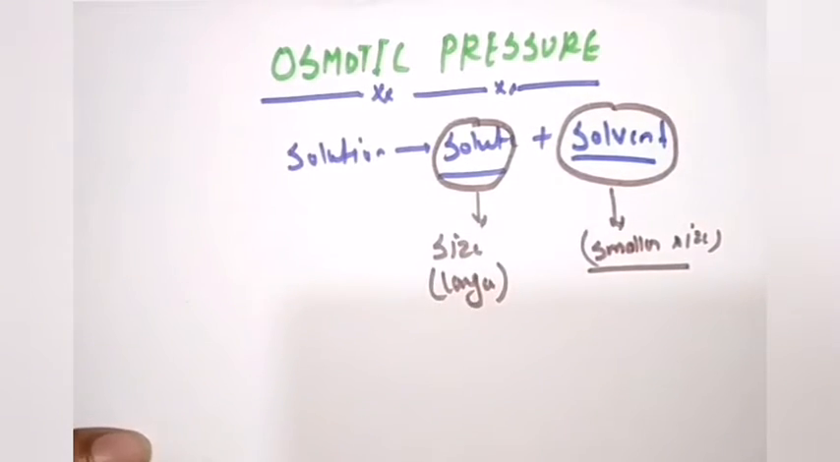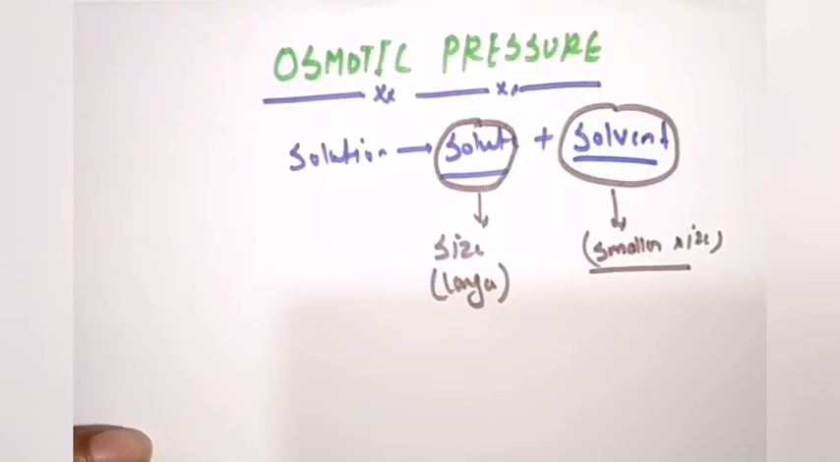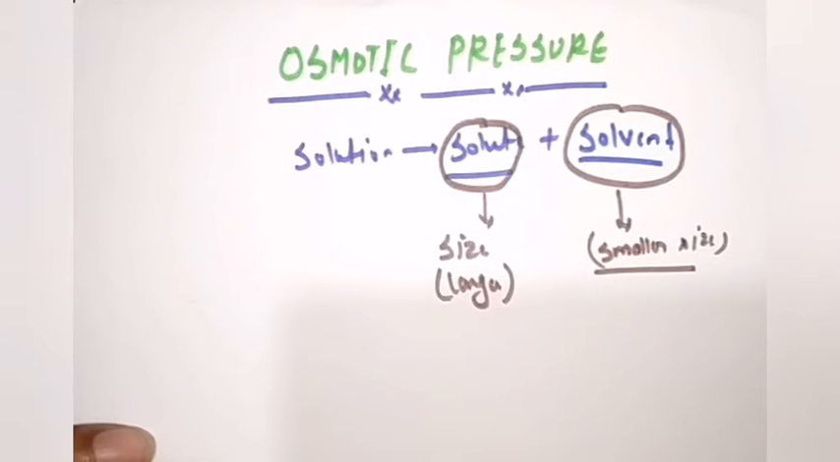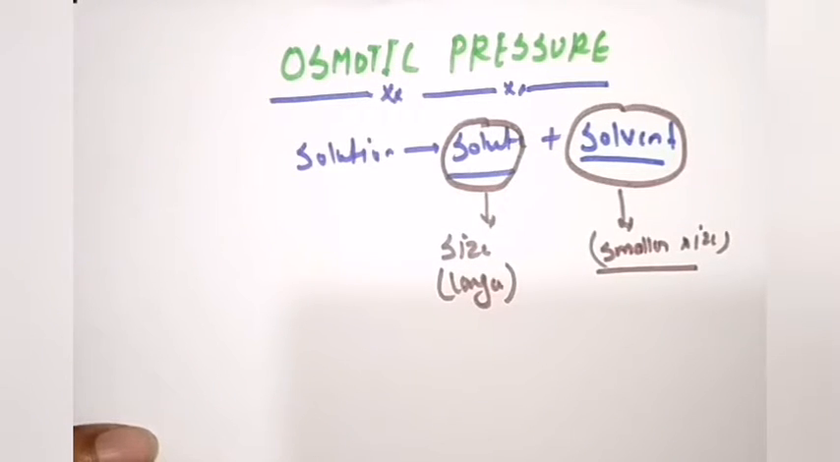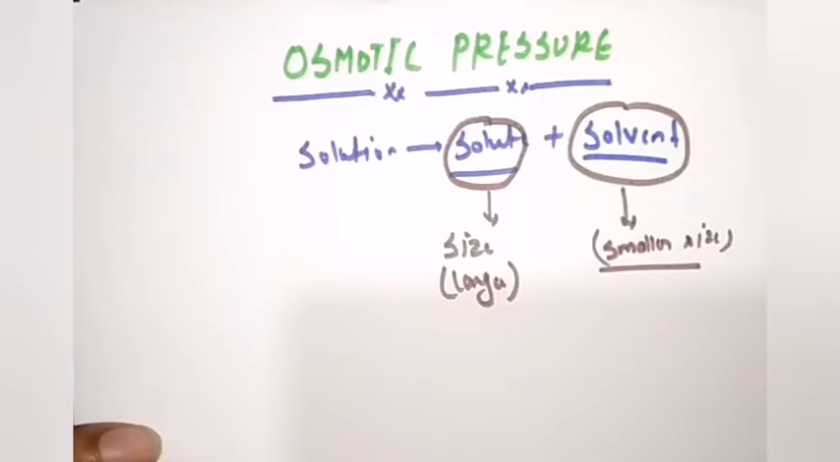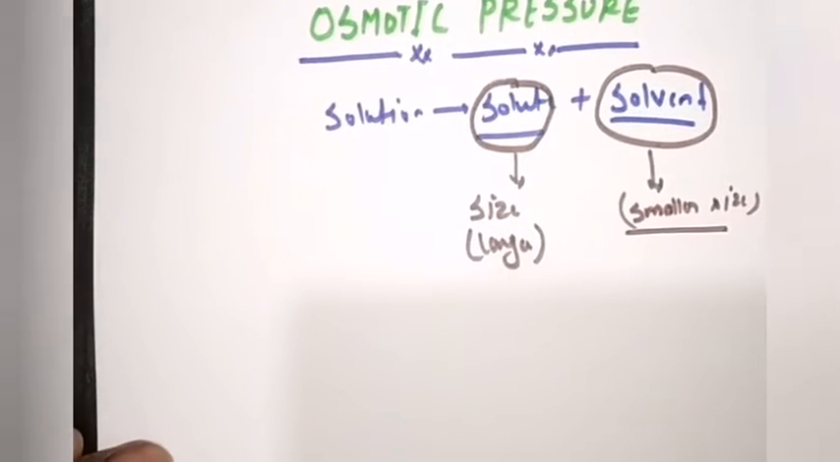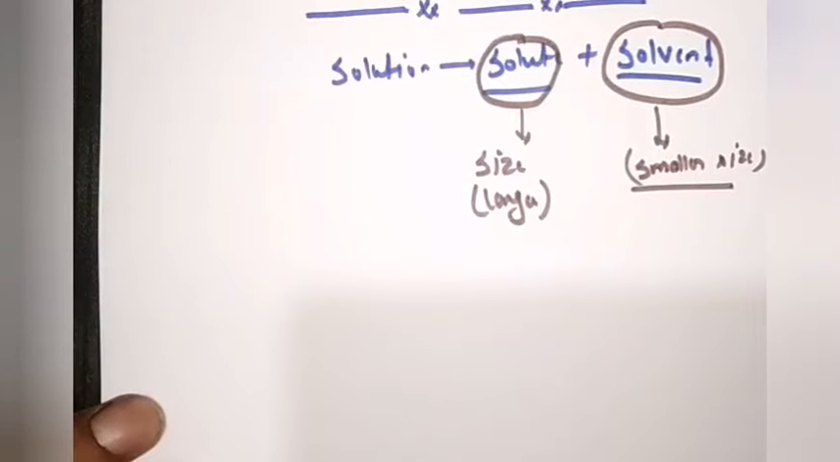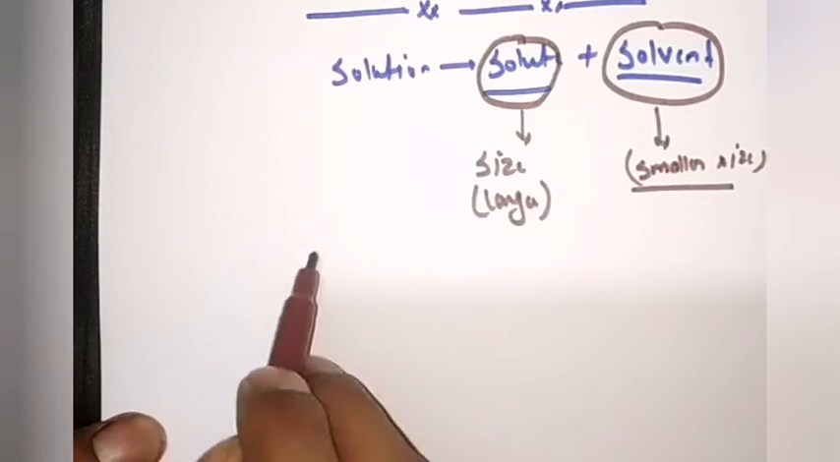So according to size, this is one of the general things: if a component has a larger size, it will be called the solute, and the component which has a smaller size will be called the solvent. Now what is the actual mechanism of osmosis? Just try to understand.